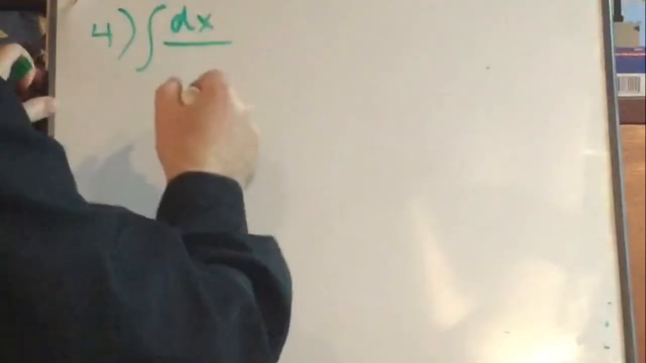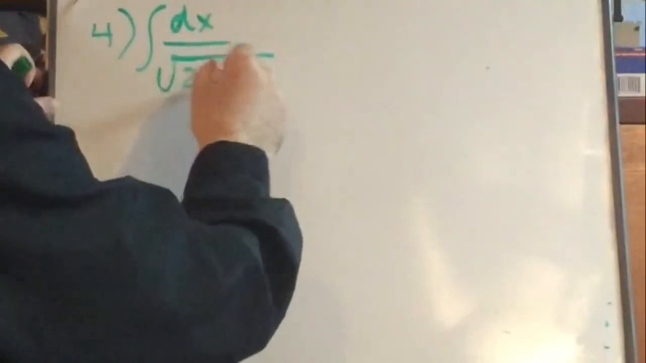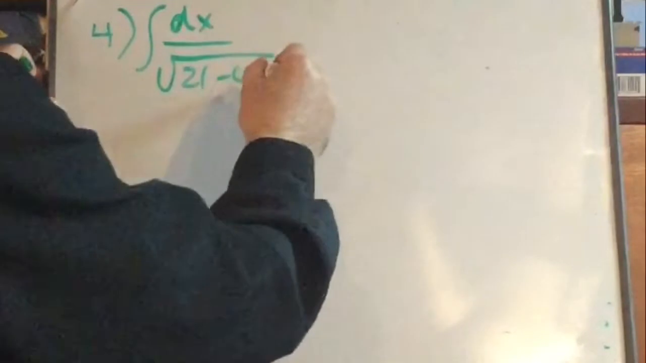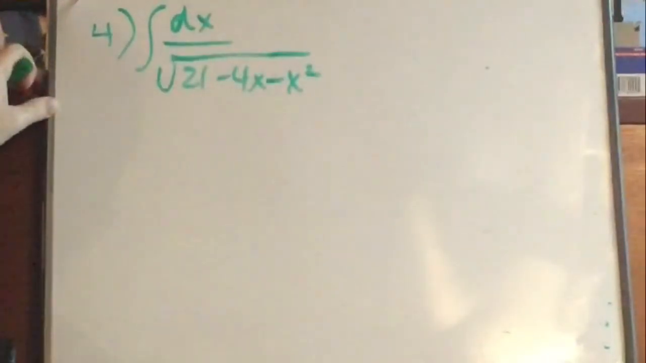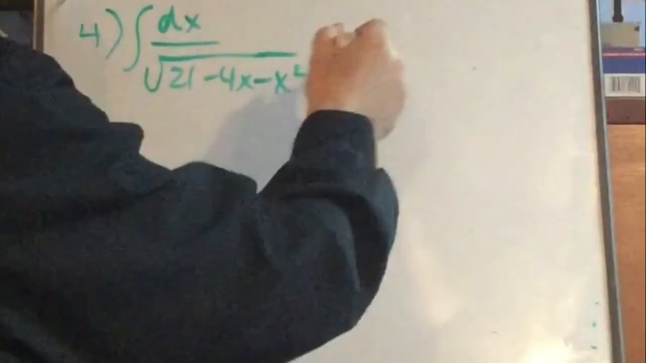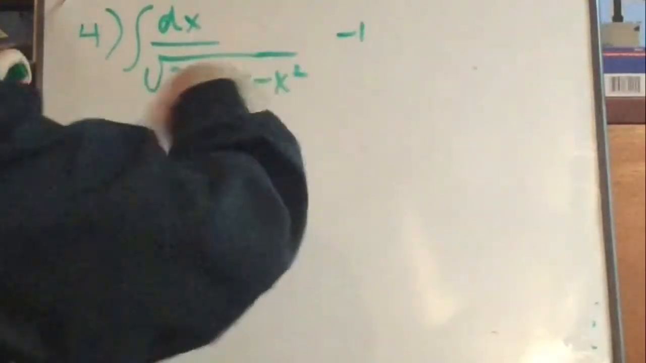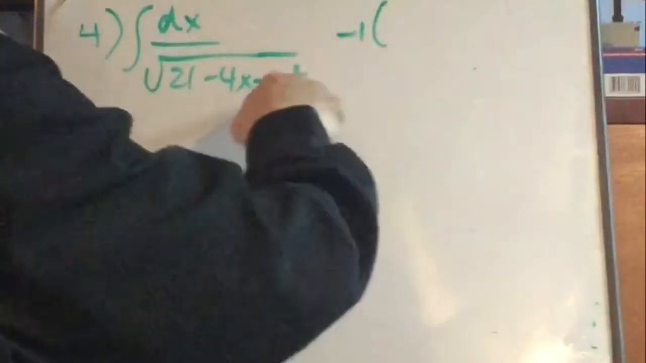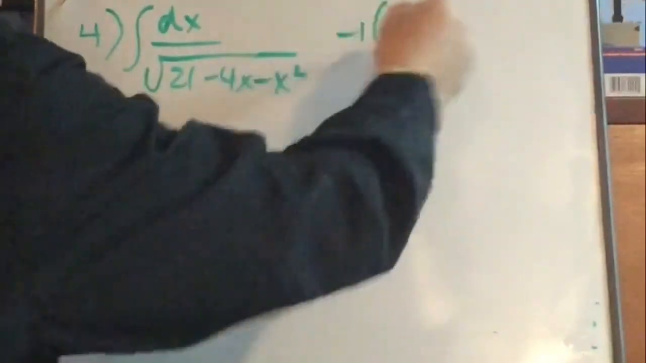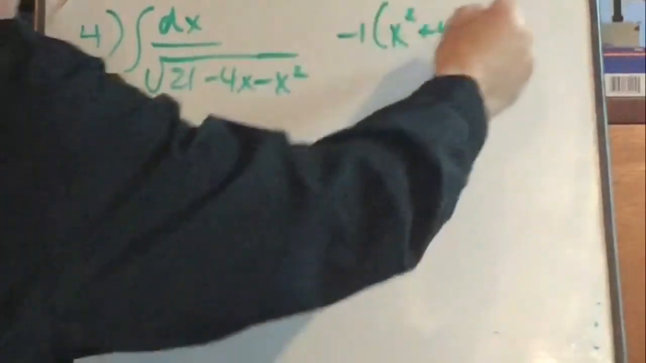Example number 4. The integral of dx over the square root of 21 minus 4x minus x squared. This again is going to fit the form of the arcsine because of the square root in the denominator. So to complete the square, I'm going to first factor a -1 out of the trinomial in the denominator, which will make it positive x squared, positive 4x, and negative 21.